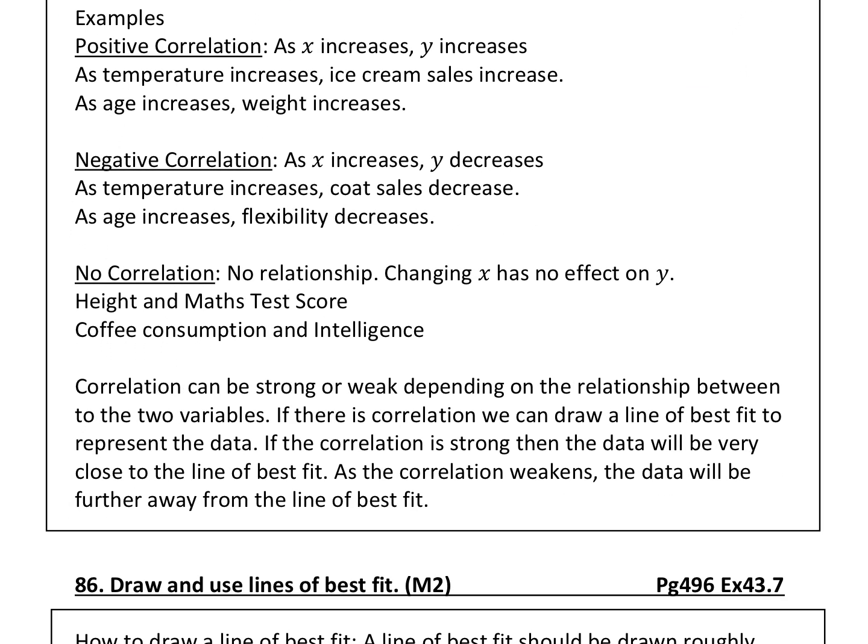Now, if you were asked to describe correlation, you would describe it as positive, negative, or no correlation. You could be a bit more precise, and you could mention its strength. Correlation can be strong or weak depending on the relationship between the two variables. If there is correlation, we can draw a line of best fit to represent the data. If the correlation is strong, then the data will be very close to the line of best fit. As the correlation weakens, the data will be further away from the line of best fit. And at one stage, you're best just saying, I can't draw a line of best fit because there's no correlation.